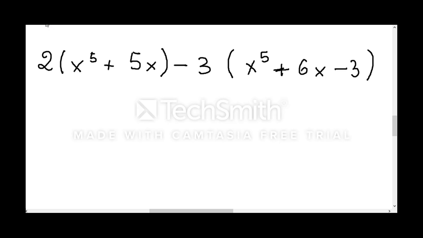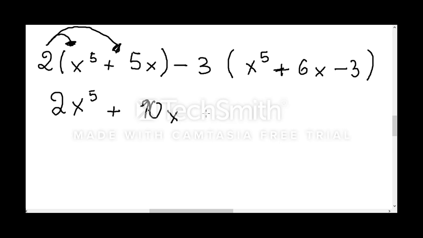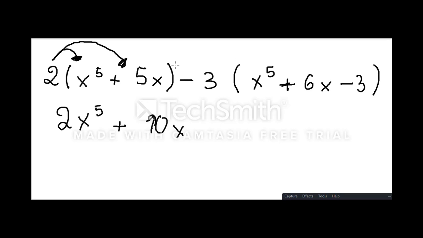Same idea, but now we have some numbers besides 1 that we need to distribute out. So for the first term, I'll get 2 multiplied by x to the 5th, which is just 2x to the 5th. And then you basically do the arithmetic with the numbers out front and just stick the variables on. So positive 2 multiplied by positive 5 is positive 10, and then I stick my x on. And now I just do the same thing on the other side.